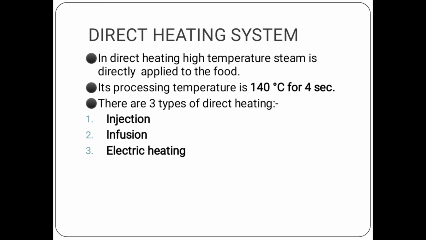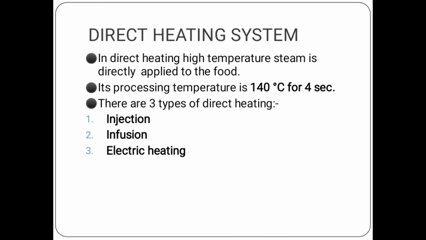There are two methods of the processing. First is direct heating and second is indirect heating. Generally in direct heating, we give the heat to the food through direct contact. In direct heating, 140 degree centigrade is maintained for 4 seconds.